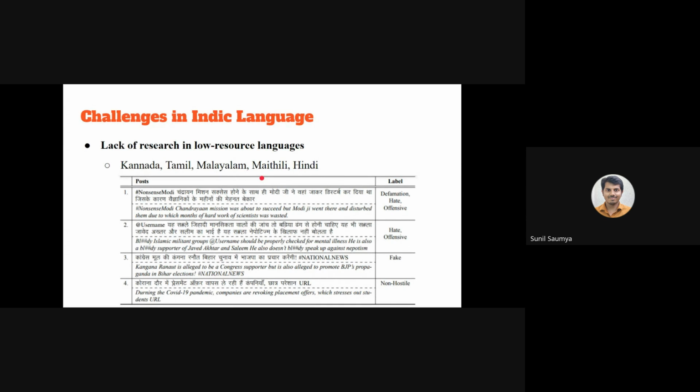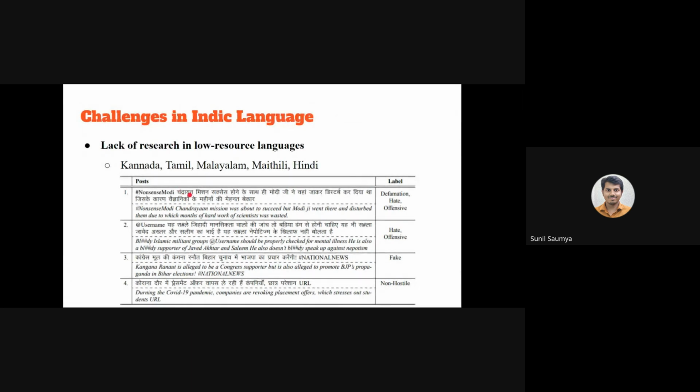Now, we do have a good amount of data for Hindi, right? But still, we don't have good data for the other Indian languages. So that's the main problem. We don't have much data. Suppose this is one of the data which I have posted here. This is also a part of one of the papers.